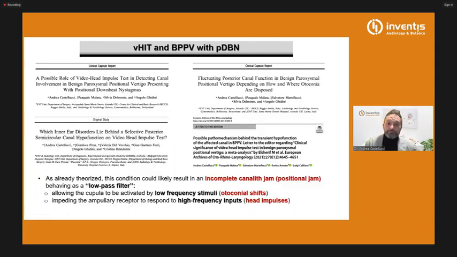But if, as already theorized, we had this incomplete canal jam leading to a persistent positional downbeat nystagmus, so a positional jam, we might have this kind of so-called low-pass filter. Why? Because this kind of incomplete jam allows the cupula to be activated by low-frequency stimuli, that are the otoconia that shift from one place to the other place of the non-ampullary arm of the posterior canal or the anterior canal, but they impede the ampullary receptor to respond to high-frequency inputs that are the head impulses. So we can detect the involved canal if we have a persistent positional downbeat nystagmus.